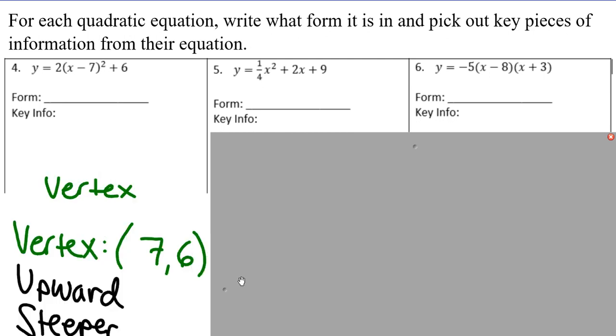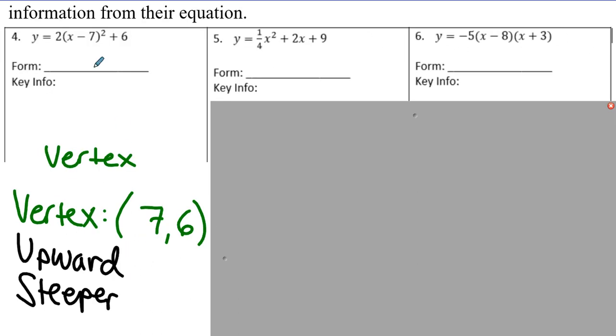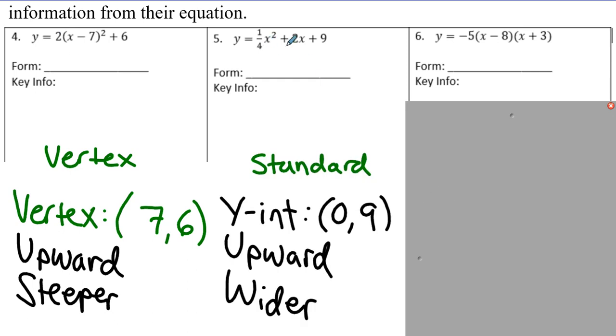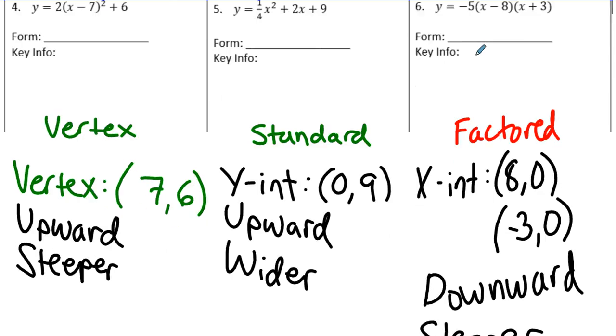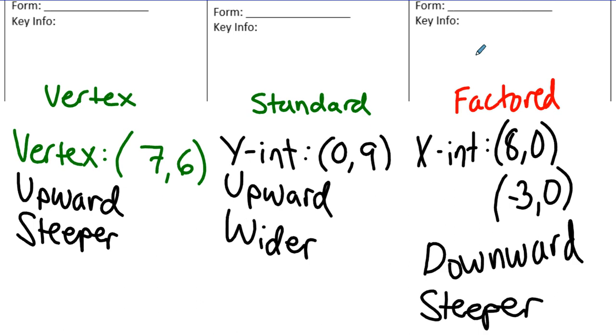Okay, the first one is in vertex form. Its vertex is shifted right 7, up 6. It's opening upward because it's positive and steeper because it's a 2. The second form is in standard form. It's all written out. The y-intercept is at 9. It's opening upward because it's positive out front, and it's wider because the number is less than 1 and bigger than 0. The last form, the only one left, is factored form. The x-intercepts are at positive 8 and negative 3. It's opening downward because it's negative, and because it's a 5, it's going to be steeper than the parent function.